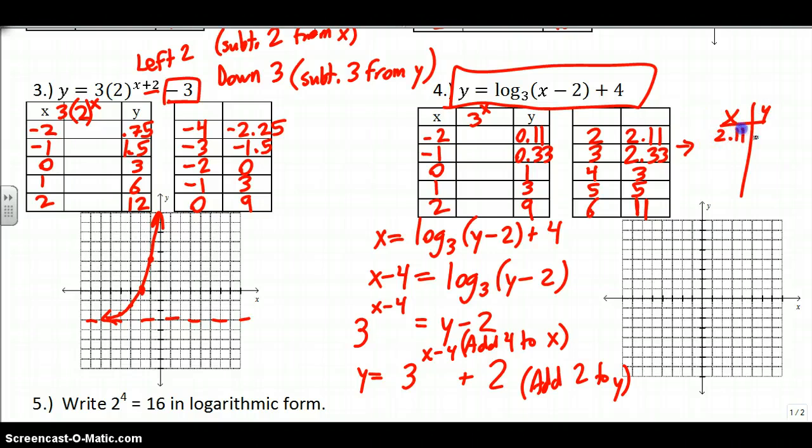So we get 2.112, 2.333, 3, 4, 5, 5 is easy to switch, and 11, 6. So let's graph it. 2.112 is right there. 2.333 is right there. 3, 4, 5, 5. And the other one's too far away to graph. There you go.